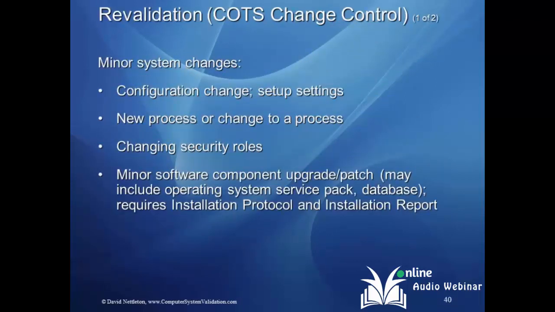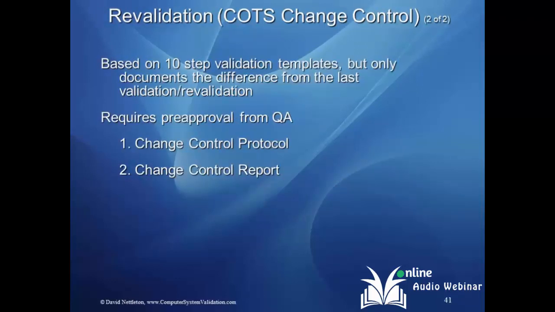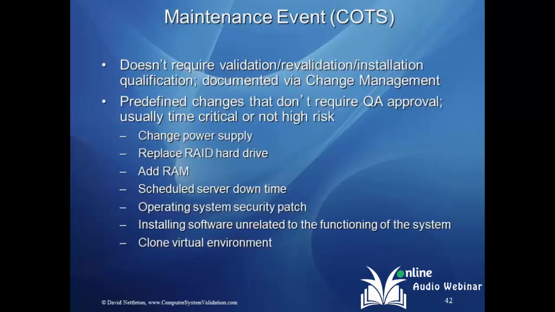So for 80% of the time, it'll be a minor system change. It'll be a configuration change, a setup change, a process change, a security role change, an upgrade, or a patch. Change control protocol lists the delta, the change in requirements, the change in specifications, the change in hazards, the change in tests. A maintenance event, the first level change control, is like-for-like replacements.